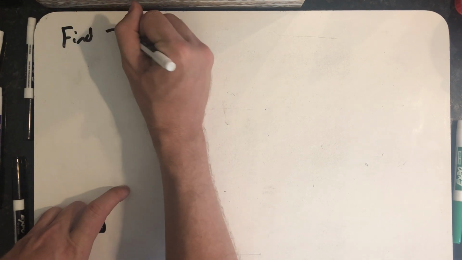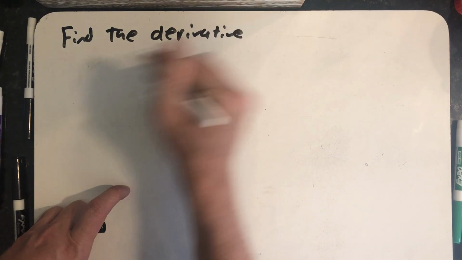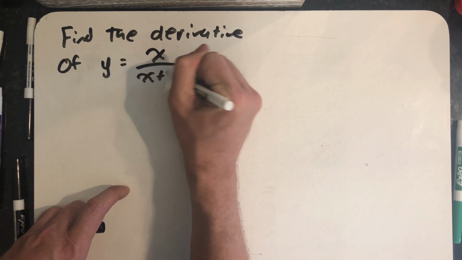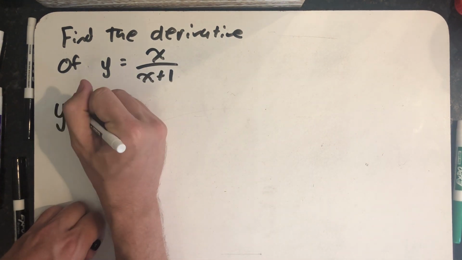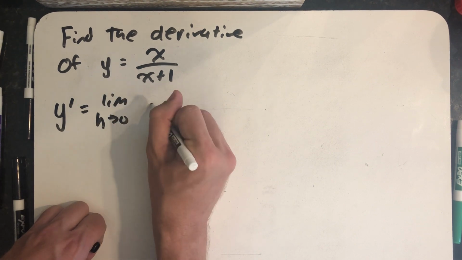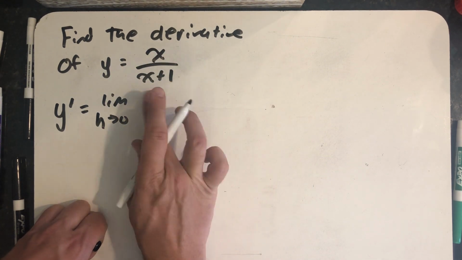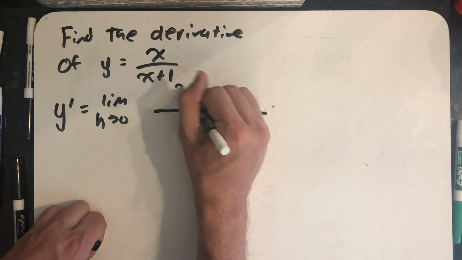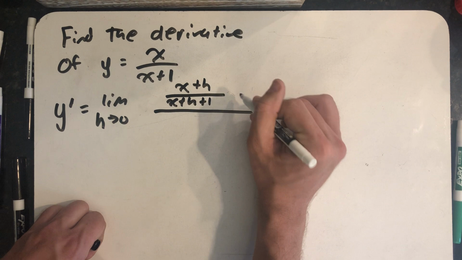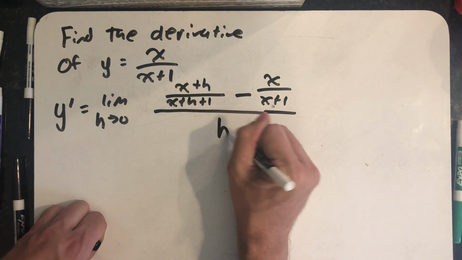Find the derivative of y equals x over x plus 1. Y prime is the limit as h approaches 0 of, all right, x plus h goes in for x in every appearance of x. So I have x plus h all over x plus h plus 1, minus f of x, x over x plus 1, all over h.